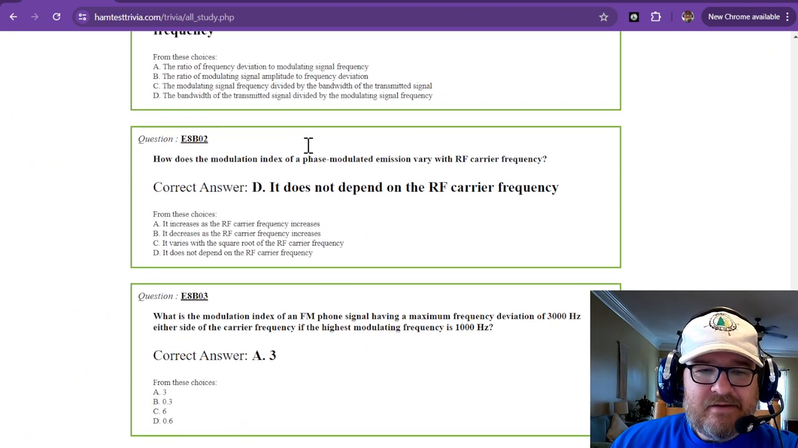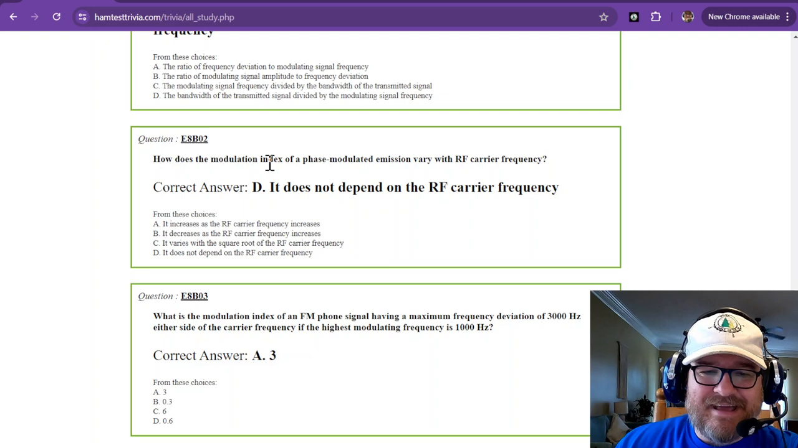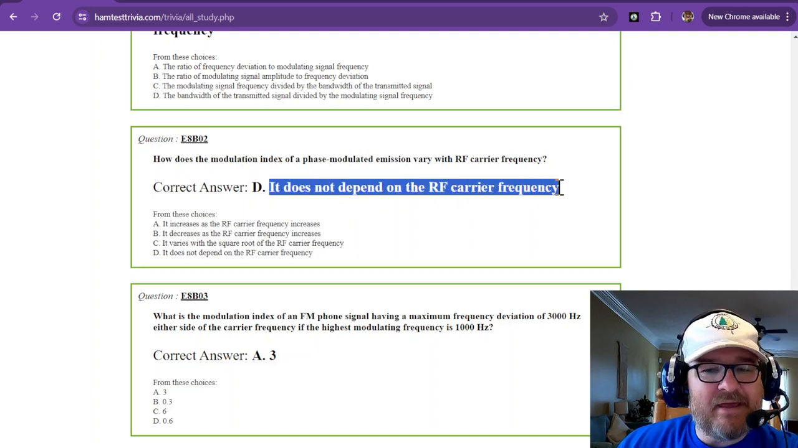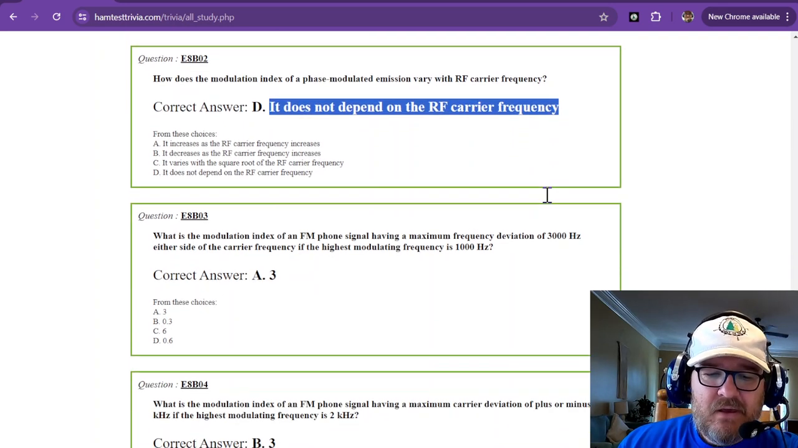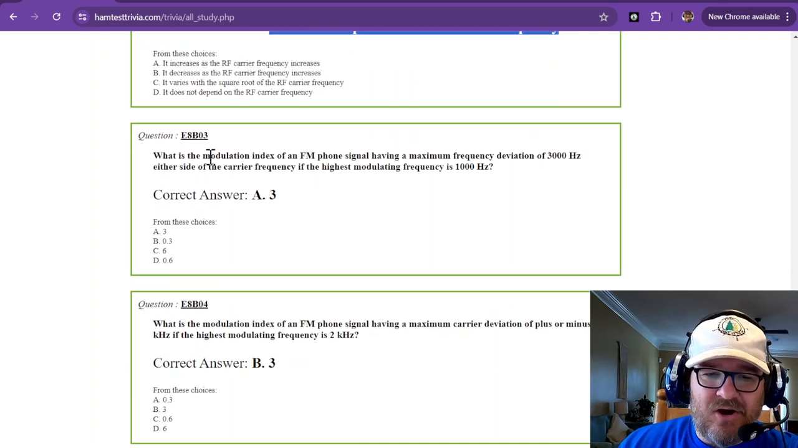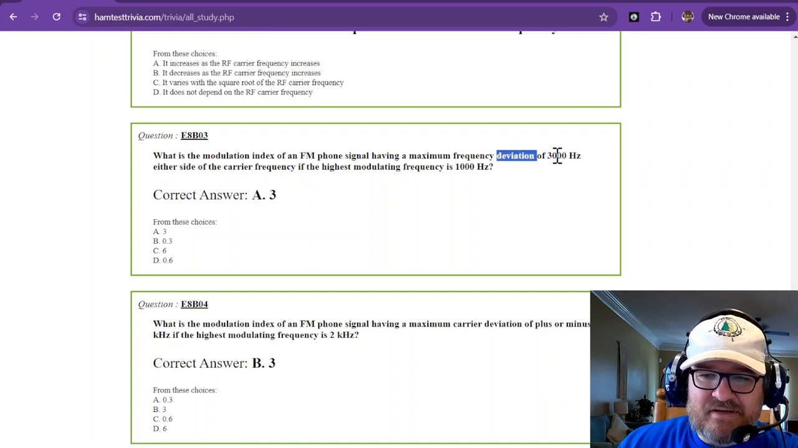All right. Number 2 says, how does the modulation index of a phase modulated emission vary with RF carrier frequency? And like I said, it does not depend on the RF carrier frequency whatsoever. Now, the rest of these are math, and they're pretty easy. You take the deviation and divide that by the highest modulating frequency, and you get a modulation index of this divided by that. And they're all like that.